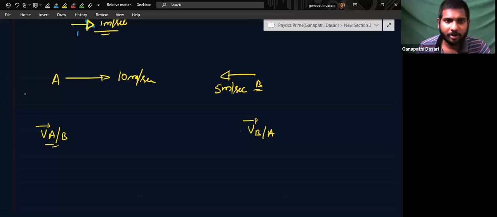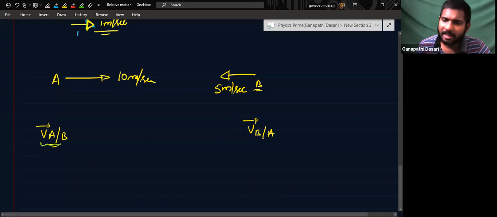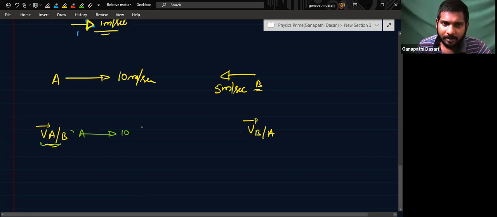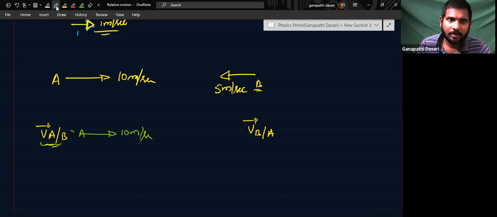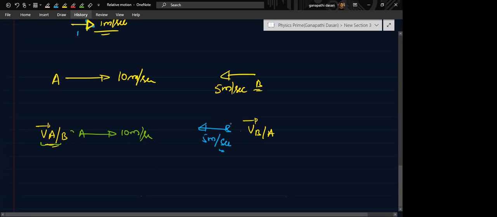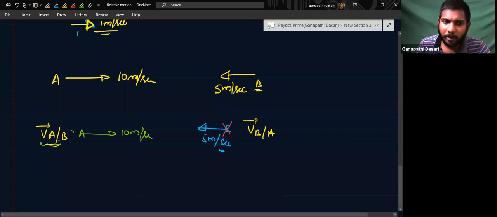Let me just try to see. What did I ask? Velocity of A with respect to B. I'll just again draw the diagrams. A, 10 meters per second. B, 5 meters per second. Okay, so what should I do? With respect to B means what should I do? I should stop B. That's what I told you. With respect to B, so I will stop B.